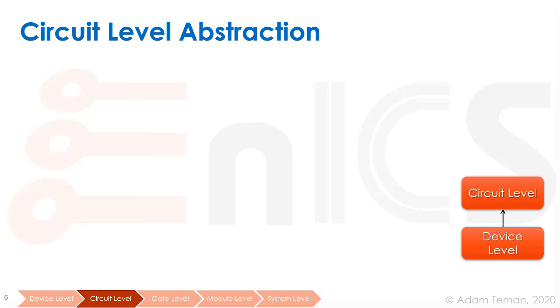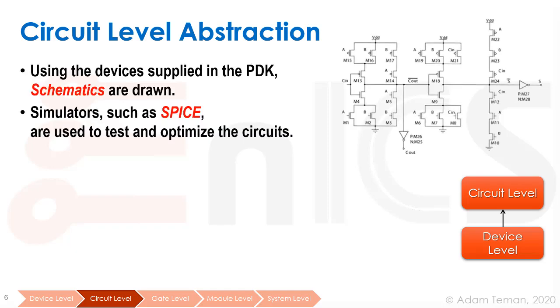fabricate. The next level is the circuit level abstraction, and there we don't see the devices as a bunch of atoms or a bunch of materials that we process in a certain way, but we rather get a little picture of a transistor. As you can see here, this would be our transistor, and that is what a circuit designer sees. So using these transistors or these different devices that were provided by the foundry, we draw a schematic, and then we use a simulator such as SPICE to test and optimize the circuits.